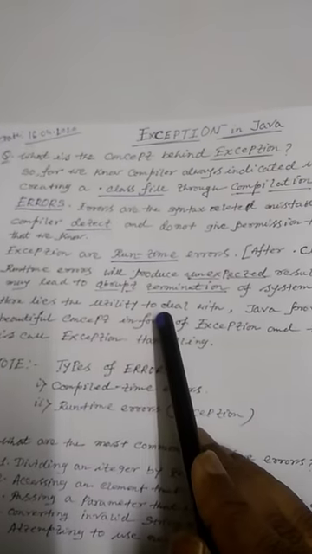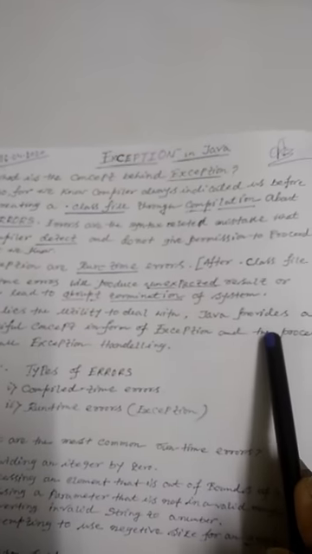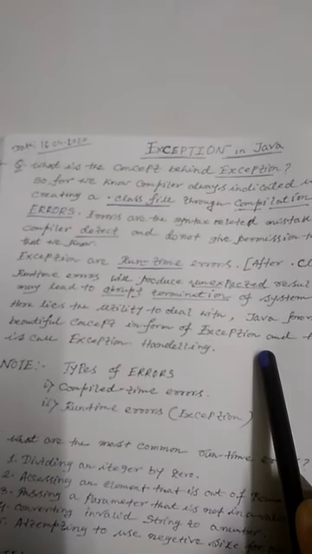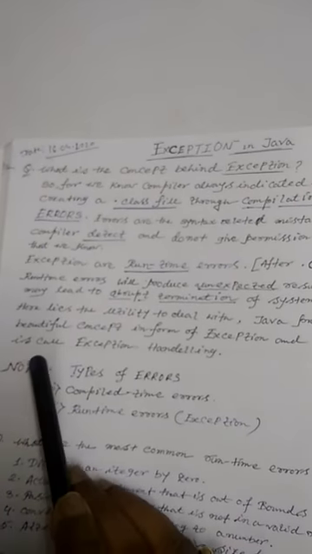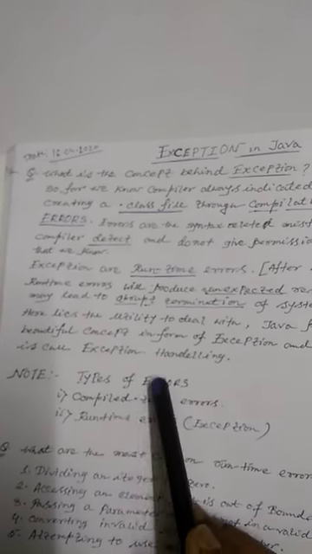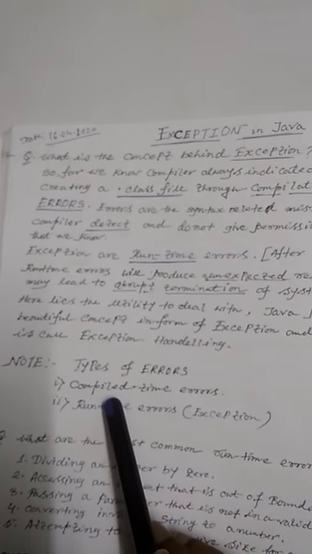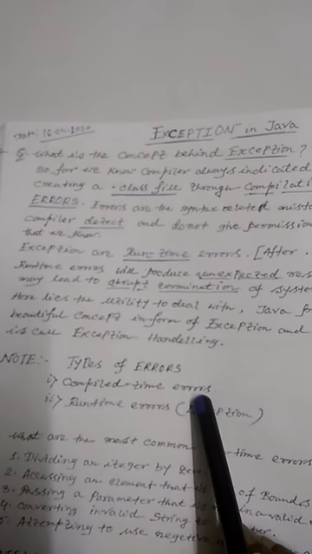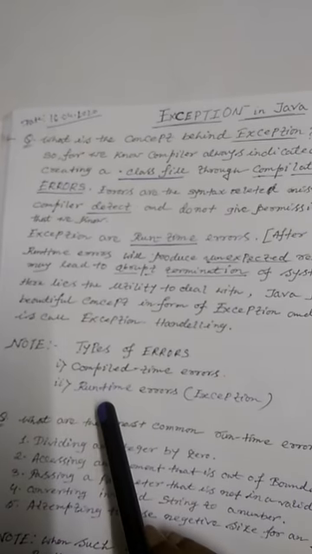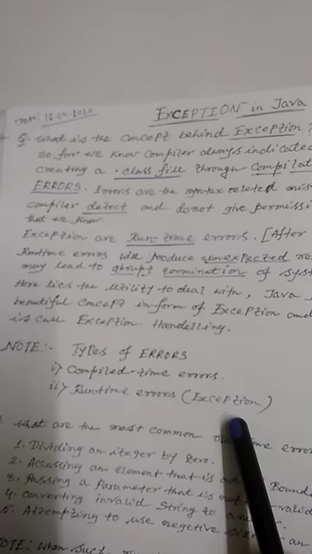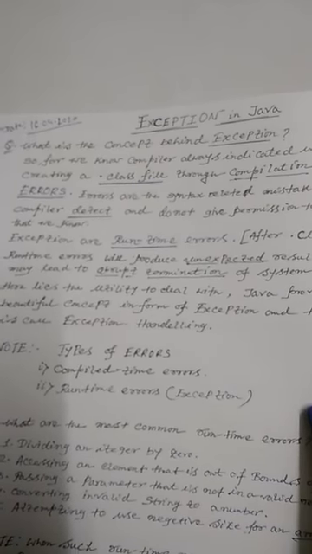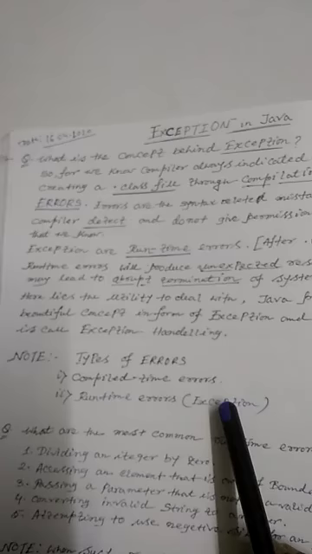Here lies the utility to deal with it. Java provides a beautiful concept in the form of exceptions, and the process is called exception handling. So there are two types of errors. One, compile time errors, which are mainly syntactical errors that the compiler can detect. Another is runtime errors, that is exceptions, which are mainly logical or developer problems that we have to handle.